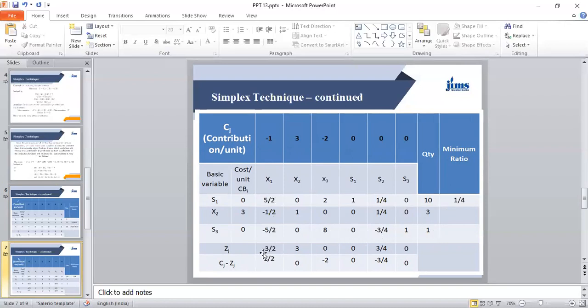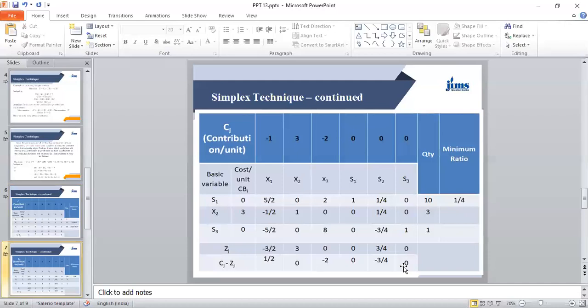So what will Zj be? 5 by 2 into 0 is 0. Minus 3 into 1 by 2 is equal to minus 3 by 2. Similarly, 0 into 0 is 0, 1 into 3 is 3, 0 into 0 is 0. So the summation is 3. Likewise, you add all these things. Then Cj minus Zj, the index row or net evaluation row, is: minus 1 minus minus 3 by 2 means minus 1 plus 3 by 2, which is 1 by 2. Then 3 minus 3 is equal to 0. Minus 2 minus 0 is equal to minus 2. So these are the numbers.